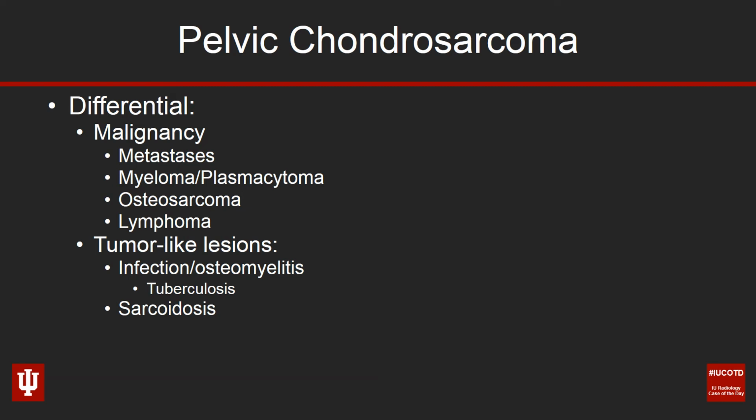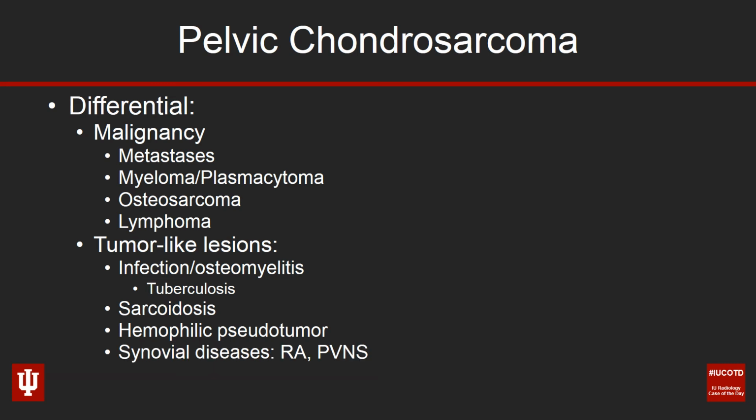Sarcoidosis may present as multiple punched-out osseous lesions, mimicking malignancy. Hemophiliac pseudotumor could also present as an aggressive-appearing lesion, preferentially involving the iliac bone with bony destruction, new bone formation, and periosteal reaction. A history of hemophilia greatly aids in making the diagnosis. Synovial processes, such as rheumatoid arthritis and pigmented villonodular synovitis, can also mimic a hip tumor. However, the MRI characteristics are quite different, with pannus formation and hemosiderin deposition respectively.